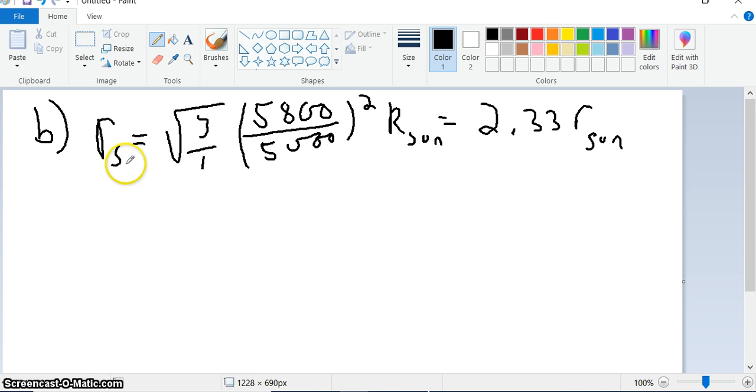The conditions for the second one: you've got a protostar that's three times the luminosity of the sun, so it's 3 divided by 1, and now it's 5,000 Kelvin, so it's the temperature of the sun divided by 5,000. You square that fraction and multiply by the square root of 3, which turns out that this protostar, which is just about to become a star, is 2.33 times the size of our sun. So that's problem number 2.